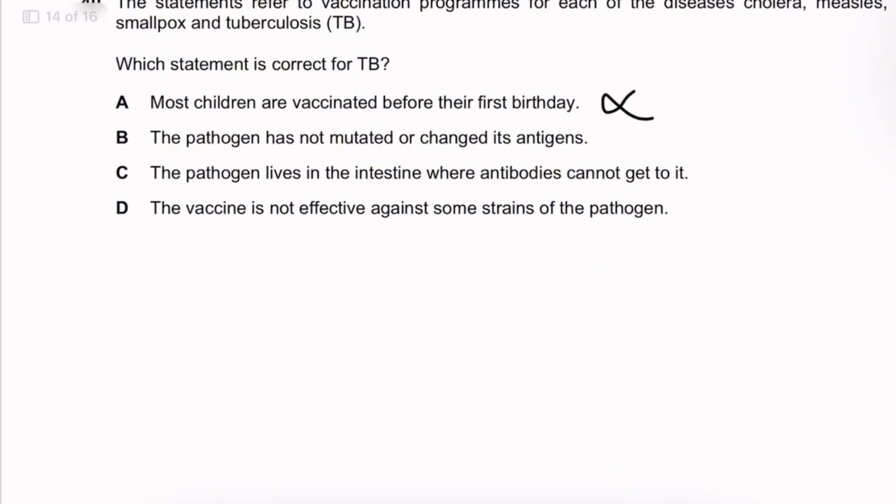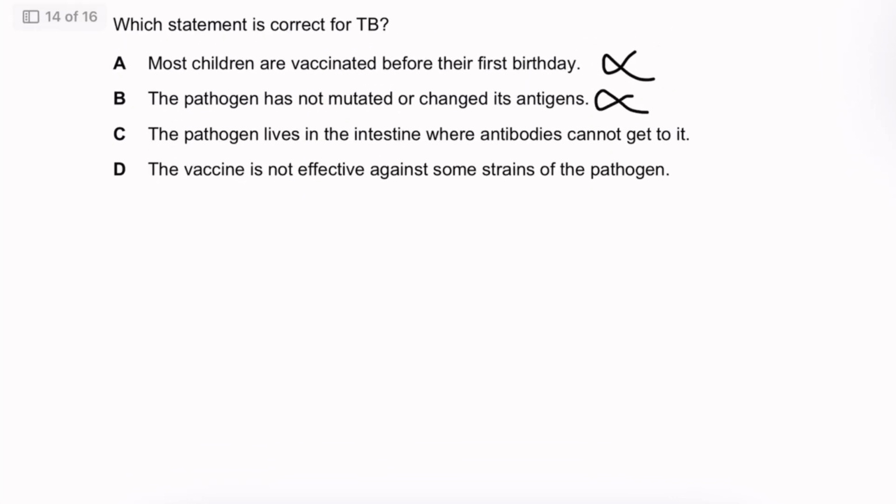The pathogen has not mutated or changed its antigen. Actually, no, there's a bunch of mutations to TB to this day. The pathogen lives in the intestines where antibodies cannot get to it. That is not true. It does not live in the intestines. It usually lives in the lymph nodes or in the lungs. The vaccine is not effective against some strains of the pathogen. That is true. There is a vaccine known as the BCG, the Bacillus Calmette-Guérin. It is specifically for Mycobacterium bovis, but it is not going to be effective for Mycobacterium tuberculosis. So this is true. D.